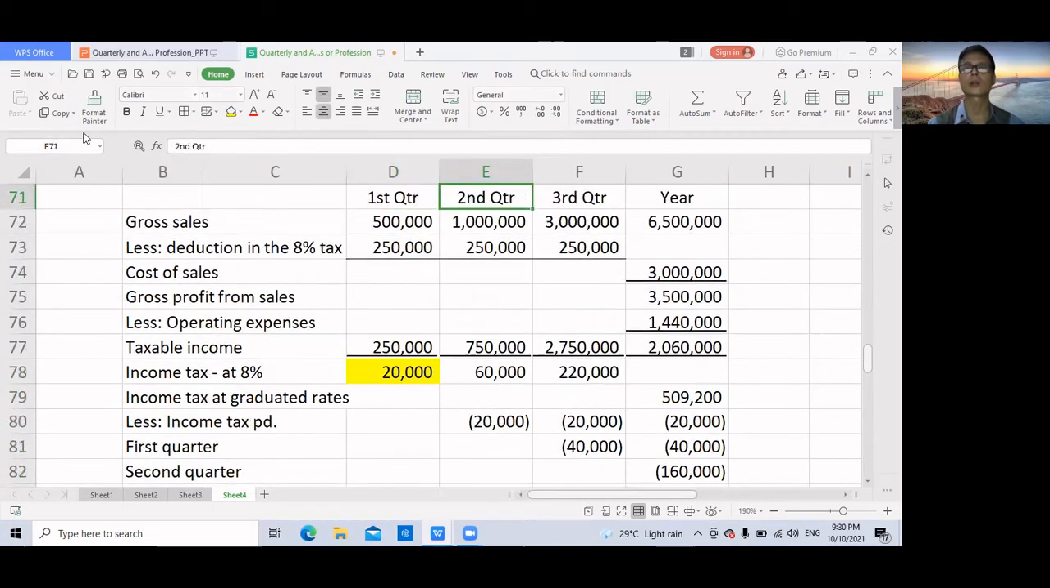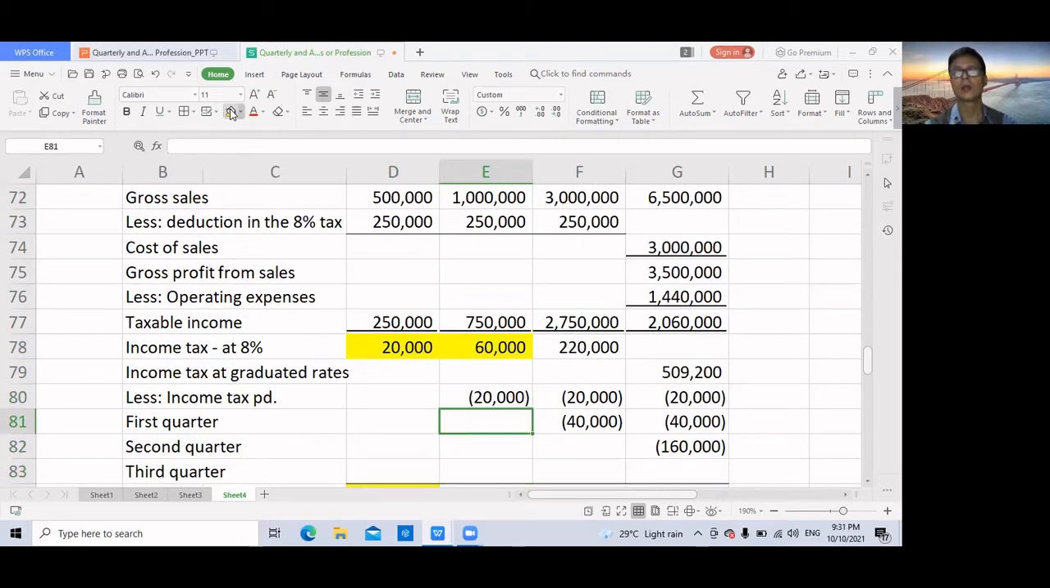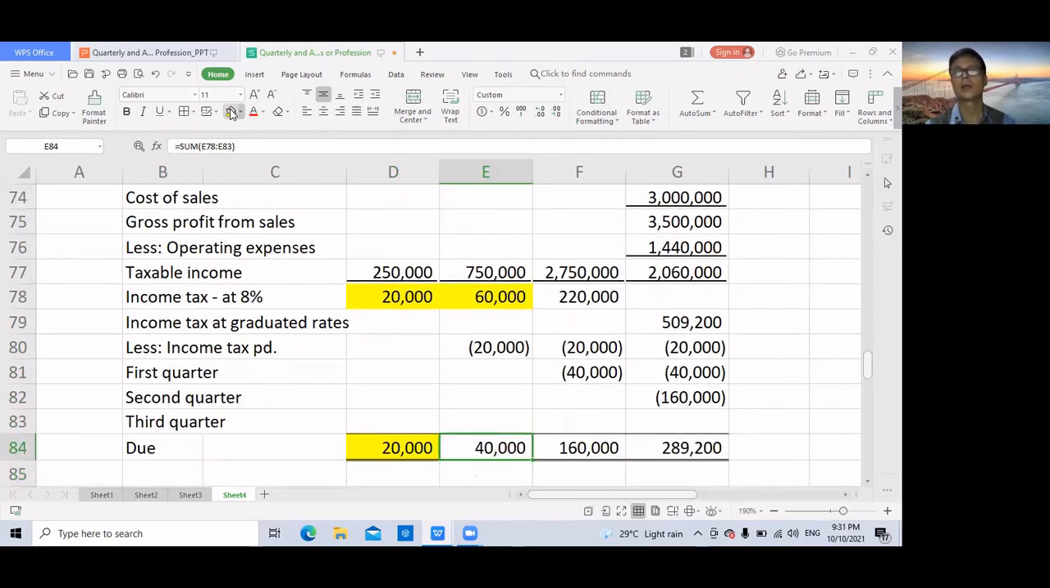Now for the second quarter, makita natin, hindi pa rin umabot ng 3 million. So of course pwede pa sa 250,000 yung automatic deduction, and then yung taxable income niya na 750,000, multiply that by 8%, will have a 60,000 na income tax. So less natin yung first quarter na binayaran na 20,000 na tax. So meron pang 40,000 na due para doon sa second quarter.